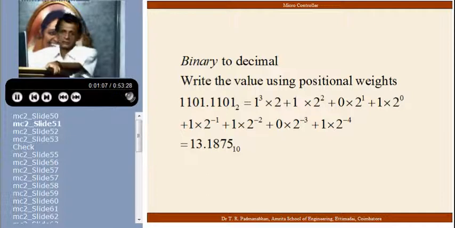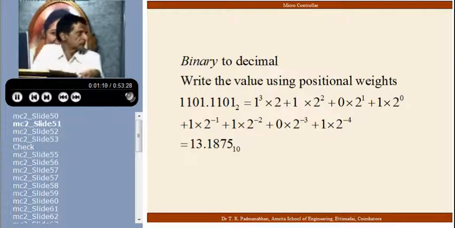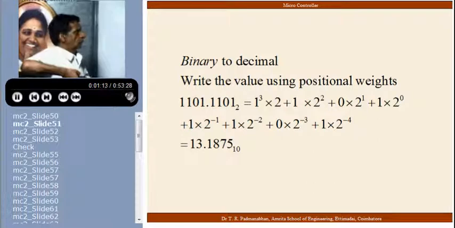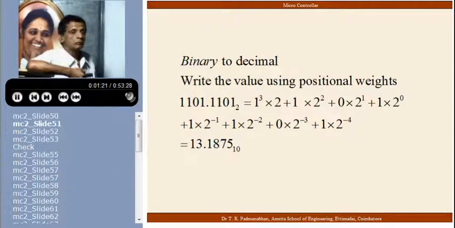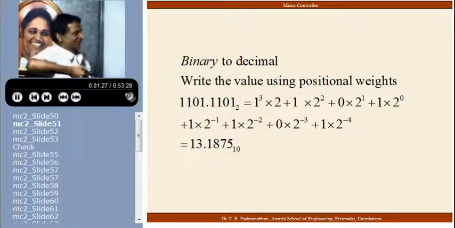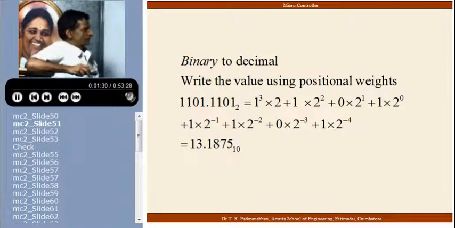Now, binary to decimal, just for completeness, I have shown one conversion. You just use the positional ways and do a conversion. So this will be 1 into 2 raised to 3 plus 1 into 2 raised to 2 plus 0 into 2 raised to 1. Then what comes beyond the binary point? 2 raised to minus 1, minus 2, minus 3, minus 4, like that. Okay, so this is the converted decimal value.